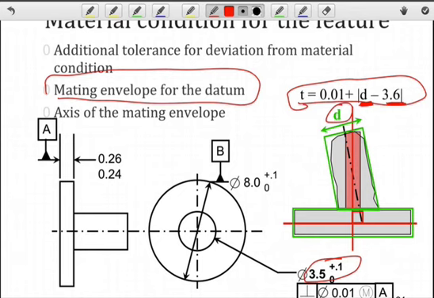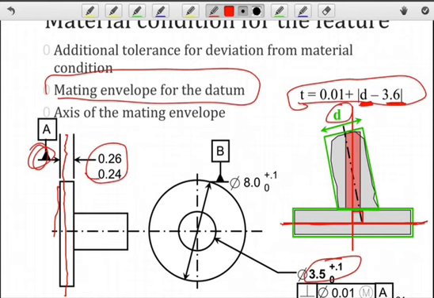Now, a slight nuance here that we've seen before is A is now attached to the dimension line, so you should be able to recognize this as a feature of size, and therefore we're not talking about this surface, but we're talking about the midplane cutting through the cylinder here.